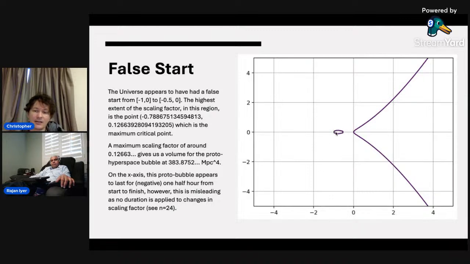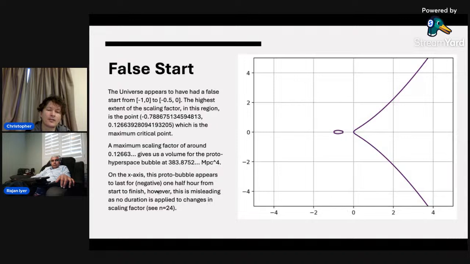So we can look at it. We've already looked at the non-monotonic curve that this elliptic curve is based on, and so we know that we have the maximum critical point and minimum critical point. The maximum critical point of the egg is these two numbers here. So this gives us a maximum scaling factor of around 0.126. And so the volume of the proto-hyperspace bubble would have been 383.8752 megaparsecs to the fourth power.